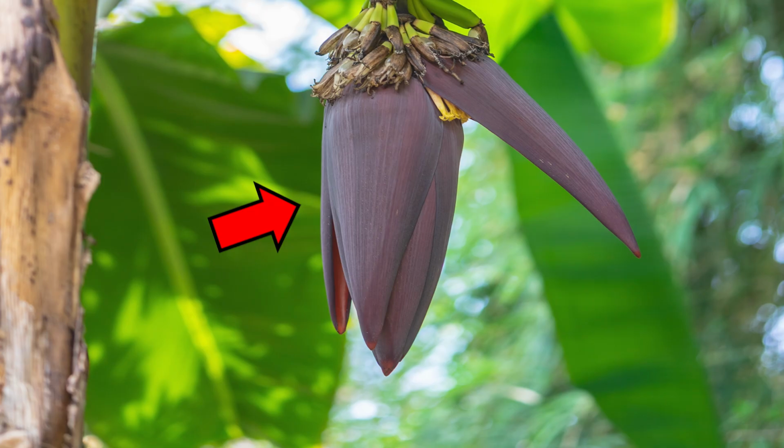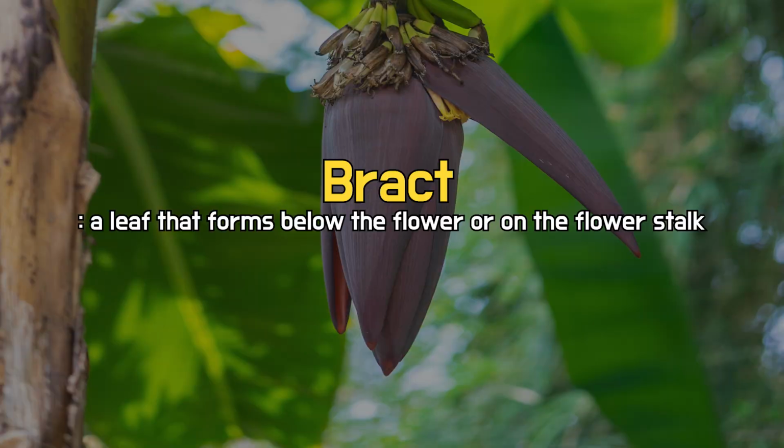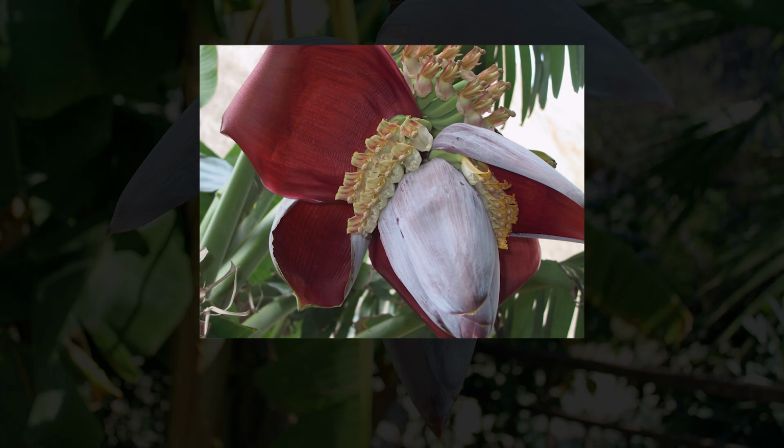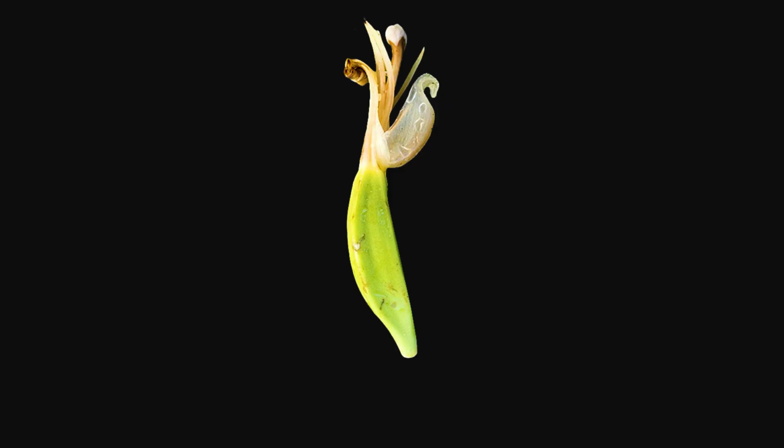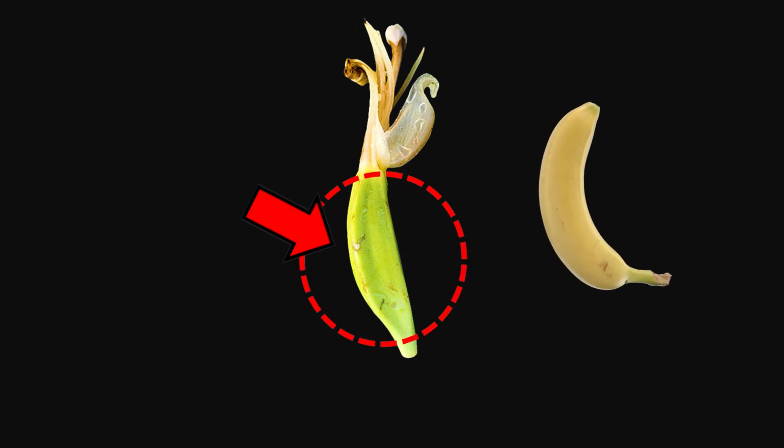The part that looks like purple petals is actually an organ called the bract, which is a leaf, not a flower. The actual flowers of the banana are the small structures visible above that. Banana flowers look like this, with the lower ovary portion developing into bananas.